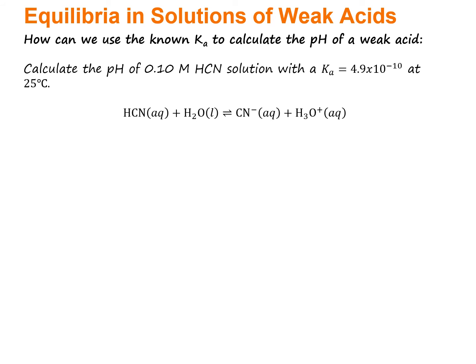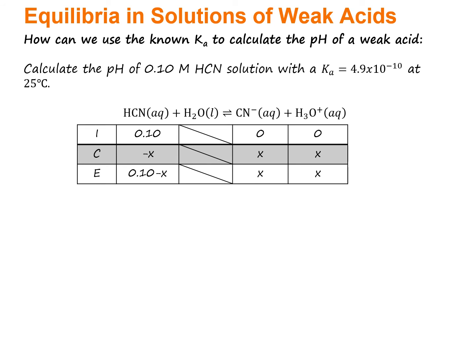So again, we go back to our ICE diagram after we write our balanced equation, and we know we started with 0.1 and we had 0 of the products. According to the stoichiometry, we end up with a minus X on the HCN, an X on the CN minus, and an X on the hydronium ion concentration. Summing those two rows, we end up with 0.1 minus X for the hydrogen cyanide, and an X on cyanide and an X on the hydronium ion concentration.